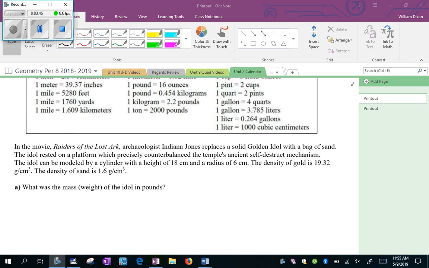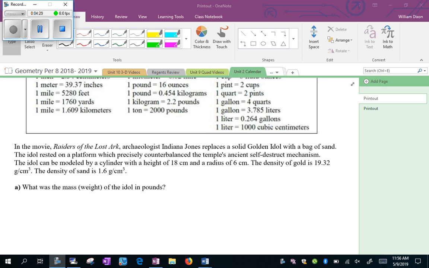In our next problem, we have, in the movie Raiders of the Lost Ark, archaeologist Indiana Jones replaces a solid golden idol with a bag of sand. The idol rested on a platform which previously counterbalanced the temple's ancient self-destructive mechanism. The idol can be modeled by a cylinder with a height of 18 centimeters and a radius of 6 centimeters. The density of gold is 19.32 grams per cubic centimeter. The density of sand is 1.6 grams per cubic centimeter. What is the mass, weight, of the idol in pounds?